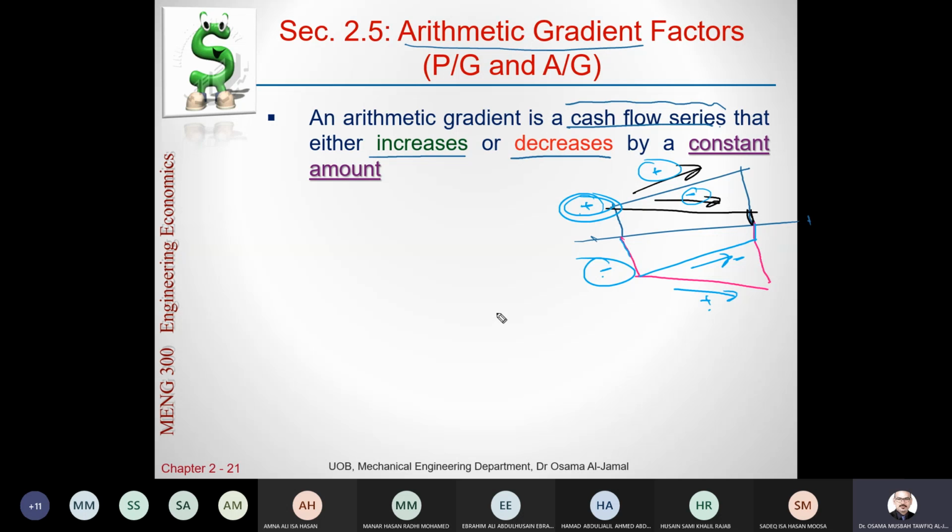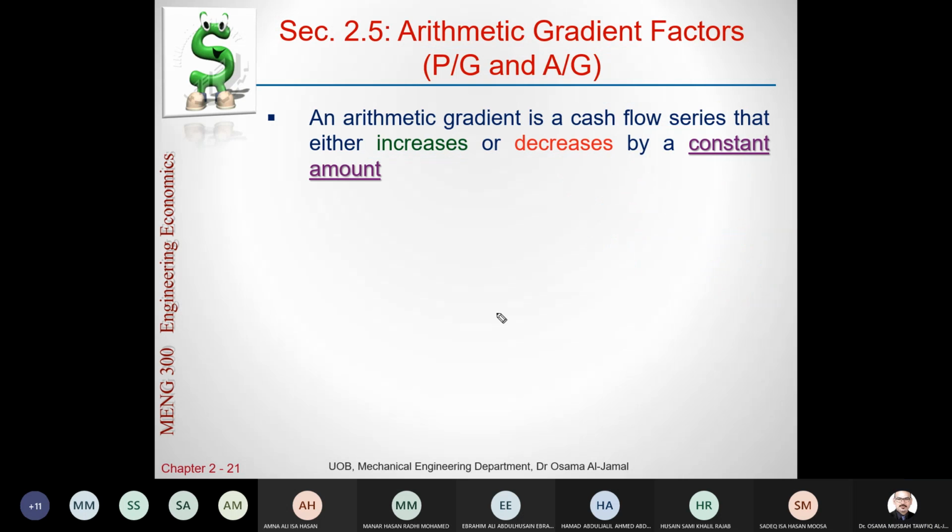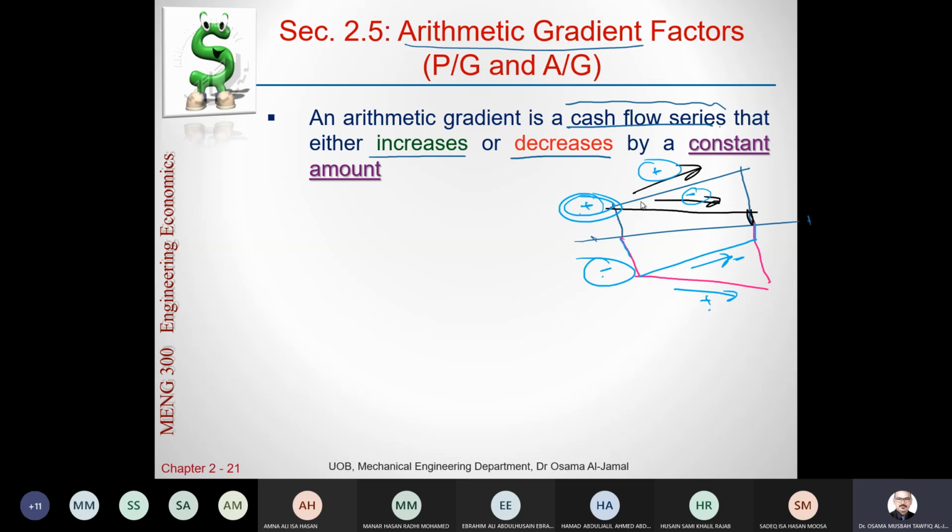Some of you will say, what is this? We don't know what you are talking about. Again, let us see it step by step. It says here again, it's an arithmetic gradient, increasing or decreasing. By what? By a constant amount. And that's why, by the way, we put a straight line. So it's increasing or decreasing by a constant amount. What is that constant amount? That's the gradient. That's the capital G. How to calculate it, we'll see now.